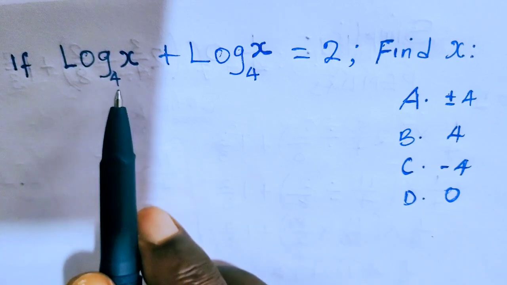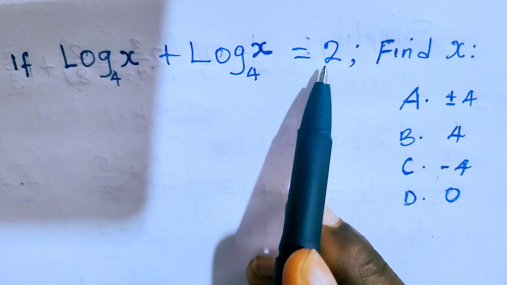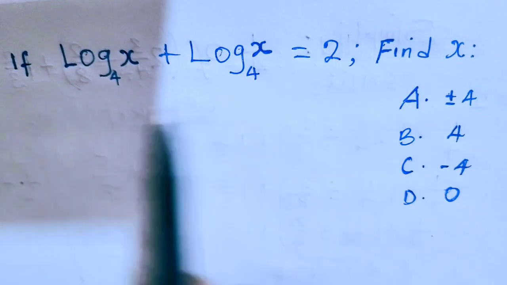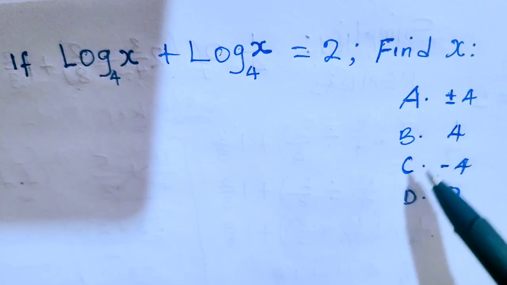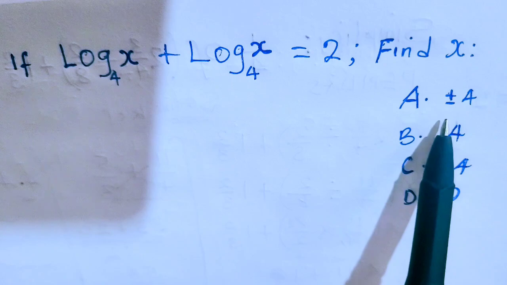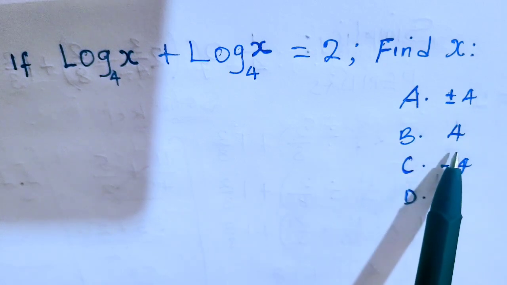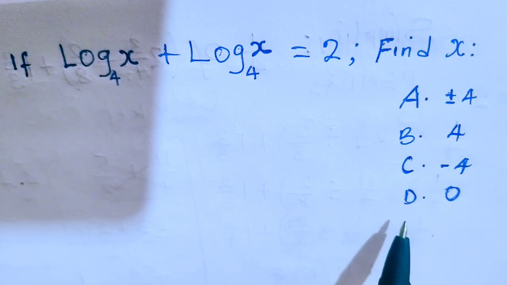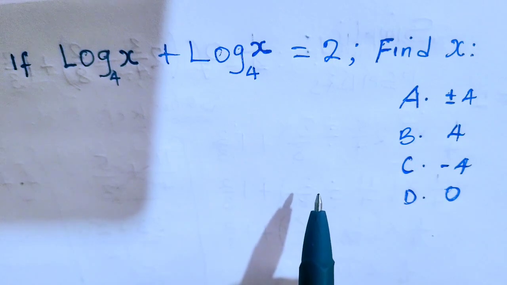Now, if log x base 4 plus log x base 4 equals 2, we have to find the value of x that will satisfy this equation. And we have these following options. A, neither positive or negative 4. B, 4. C, negative 4. And D, 0. Which of these options is correct?